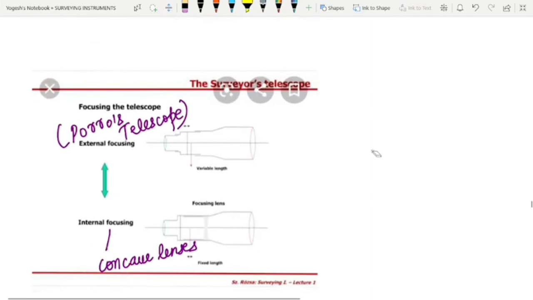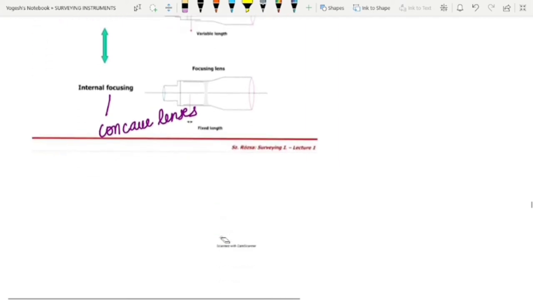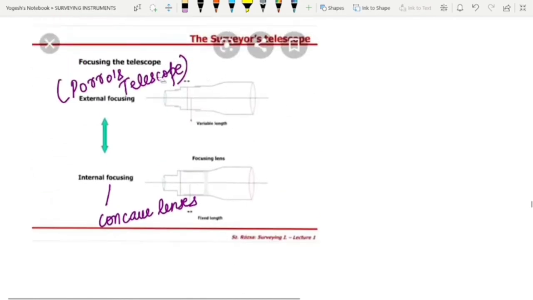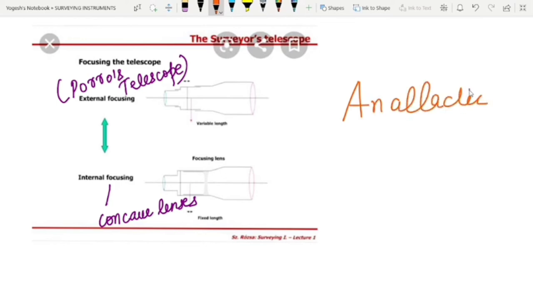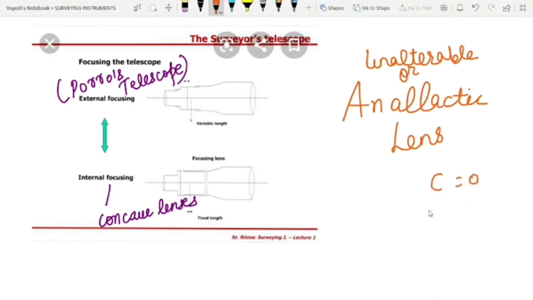This is the anallactic telescope, that is the internal focusing type telescope. In the anallactic telescope, concave lenses are used, which is used in the tachometer. The lens used in this telescope is the anallactic lens, which is basically unalterable in nature. The anallactic lens has C value equal to 0 and K value equal to 100. This is the basic characteristic of the anallactic lens.